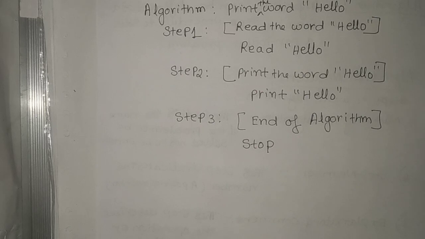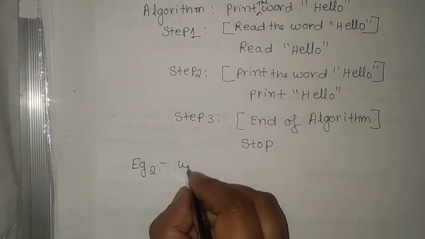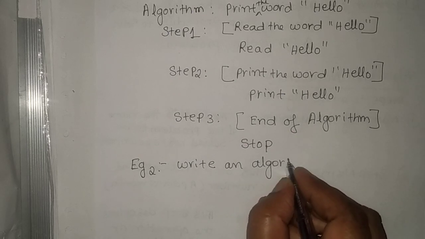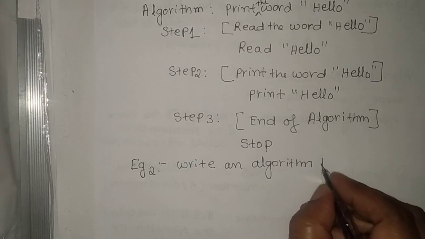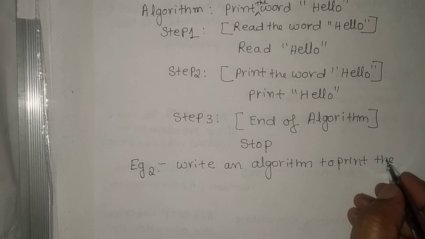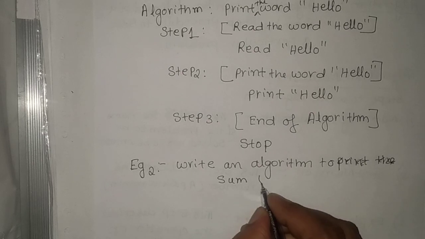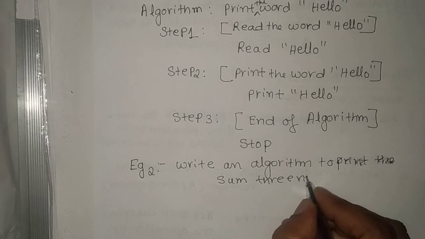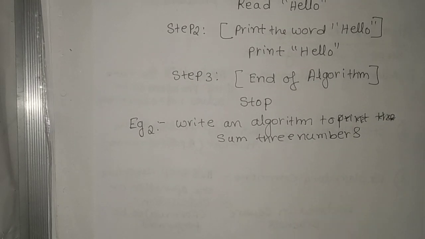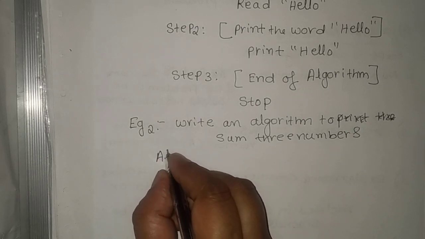After this we'll write the next example. Example 2: write an algorithm to sum 3 numbers. Sum 3 numbers. For this one, same thing, write down the algorithm.